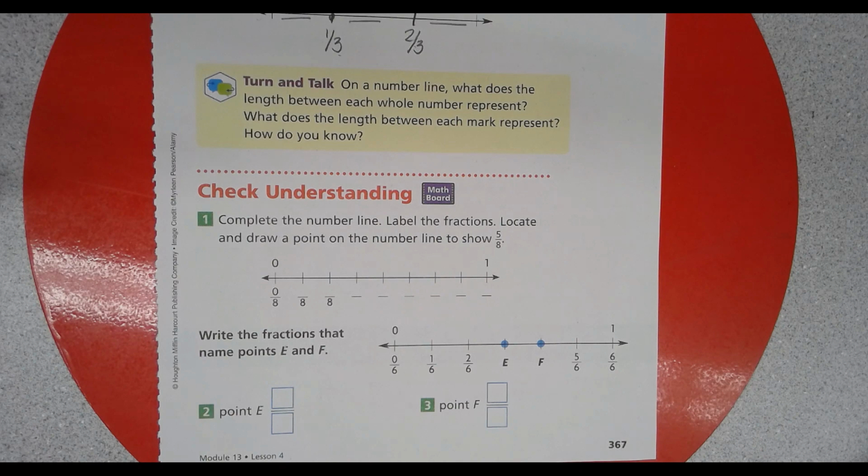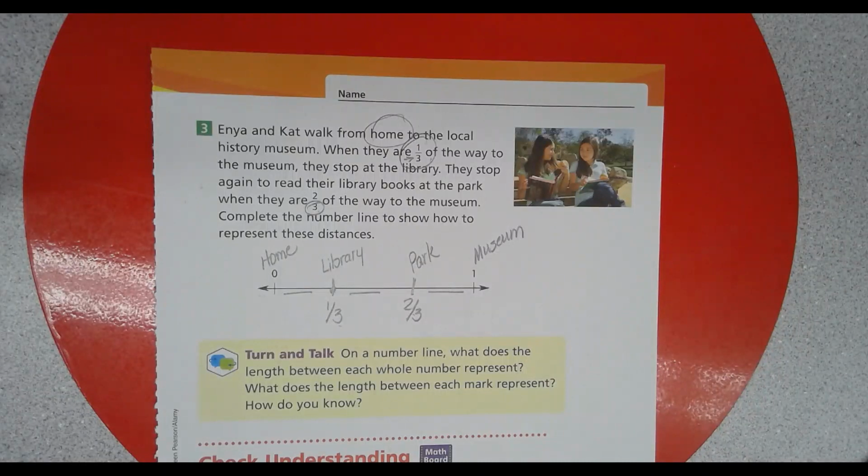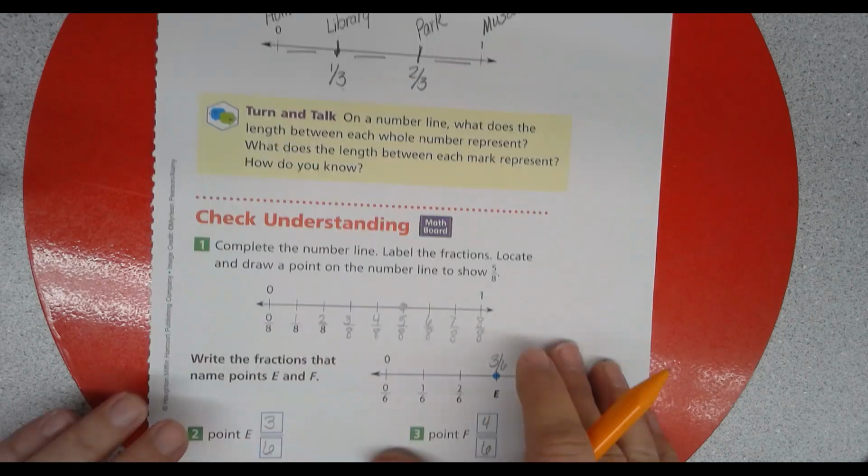Okay, guys, I've worked mine out. I hope you've worked all yours out. Answers. Now, if you haven't finished doing yours, make sure you hit that pause button. Got to do the work before you check it. The number line and label the fractions. Locate and draw a point on the number line to show 5/8. So you had to finish filling this in.